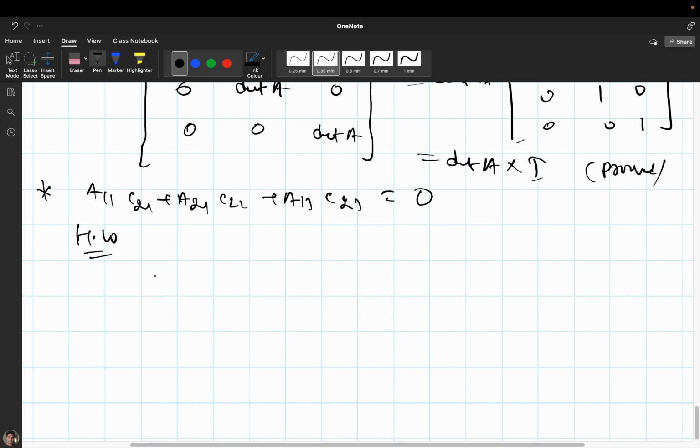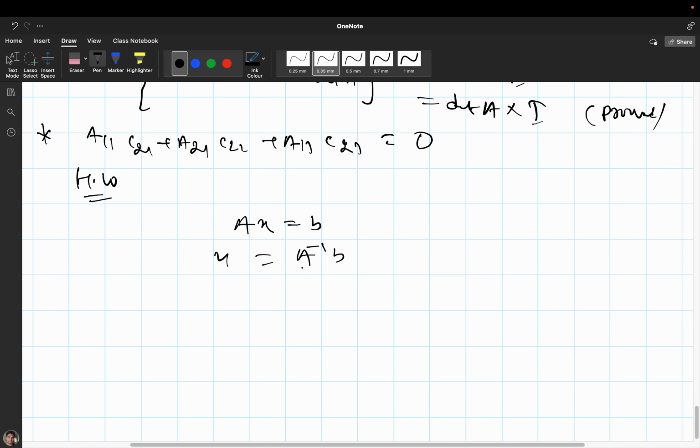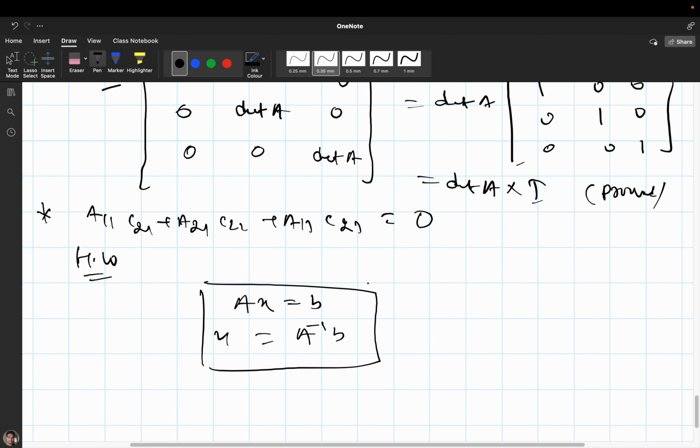Suppose I have a system of equations like this. We already got to know how to get the inverse. If I want to get x, you can take the inverse on both sides, and then x will be A inverse b. So if you are able to get A inverse, then you can easily get the solution.